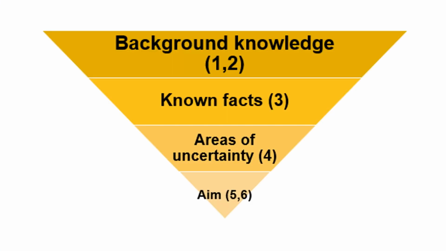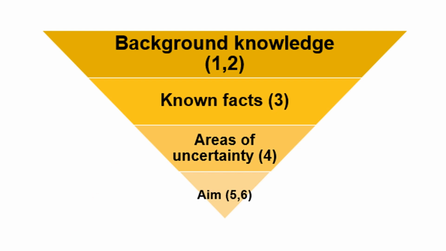Here is a framework that you can use in writing the background of the study. It is an interesting background if it follows this inverted pyramid of information from general information to specific information. General information, which could consist of the background knowledge, the known facts about your topic, the areas of uncertainty, sometimes called the research gap or the gap in research, and the last paragraph is your aim.